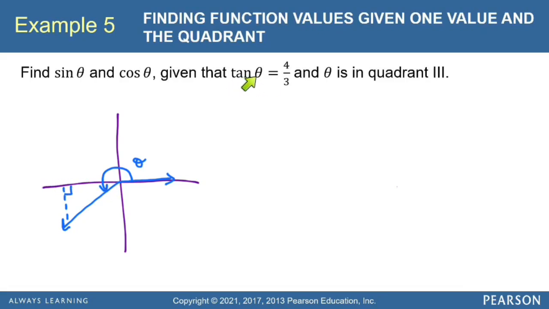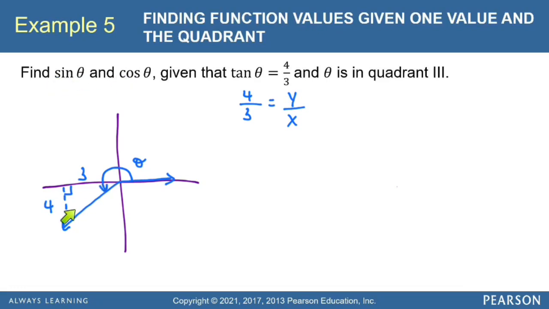Now let's look right here. They told us that the tangent of theta is 4 over 3. And they actually gave us 2 important pieces of information here. We know that the definition of tangent is y over x. So that means that 4 over 3 is equal to y over x, and we can use 4 as our y value, or the vertical side of our triangle, and we can use 3 as the x value, or the horizontal side of our triangle. Now in order to find the sine and the cosine, we just need to find an r, because we know sine is y over r and cosine is x over r.